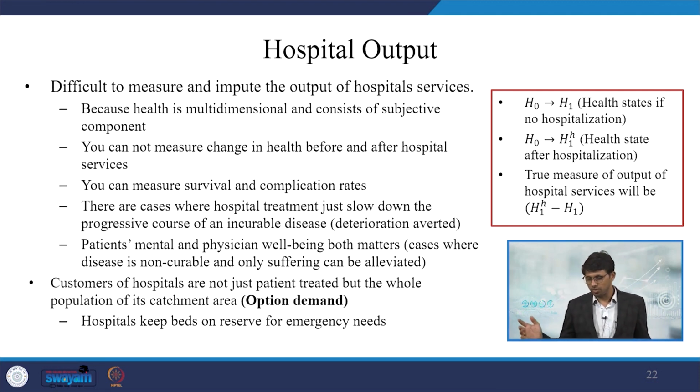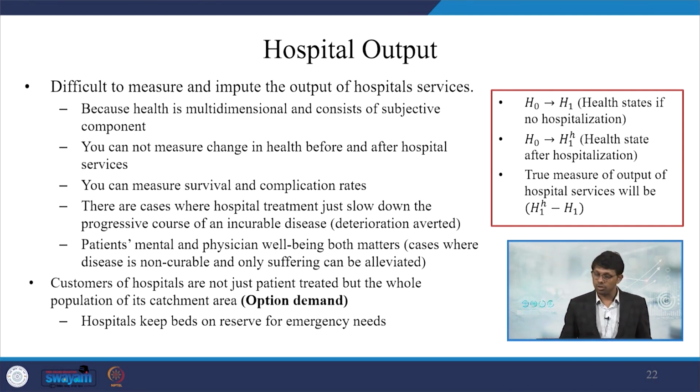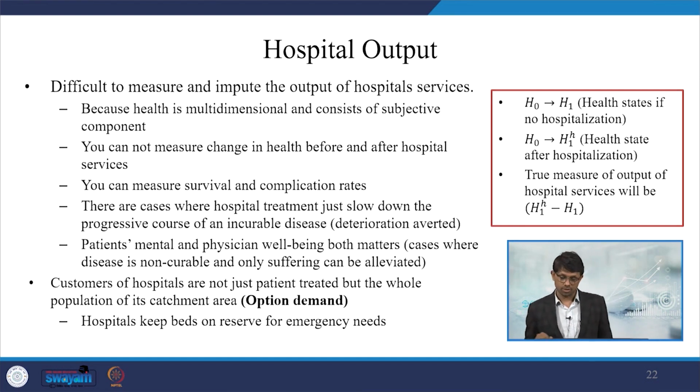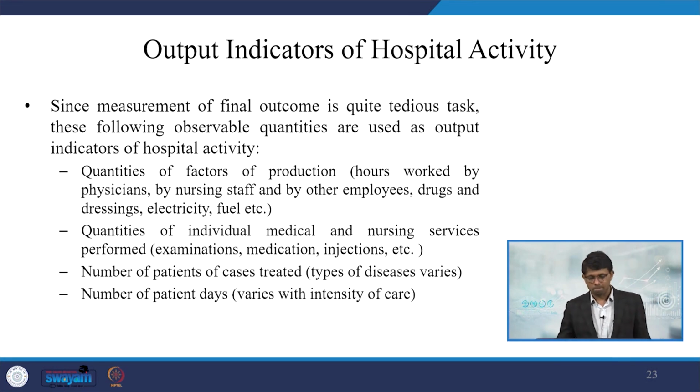Hence H0 tends to H1, that is basically decided as the health state if no hospitalization, and then that might be the health state after hospitalization. We are just using it as H1. The true measure of output of hospital services will basically be the change from H0 to H1. Okay. So that's basically the measure of hospital output.